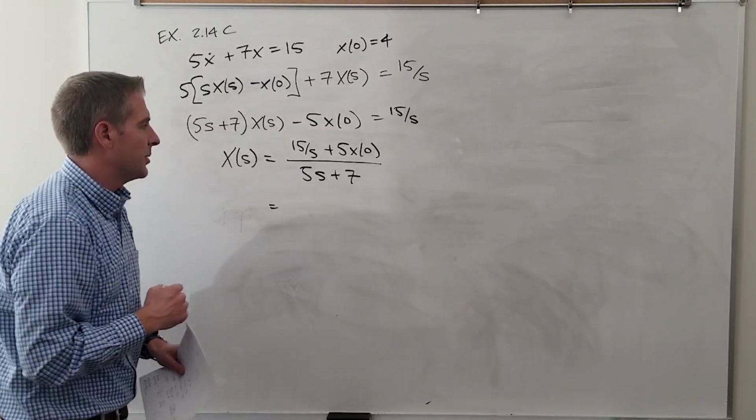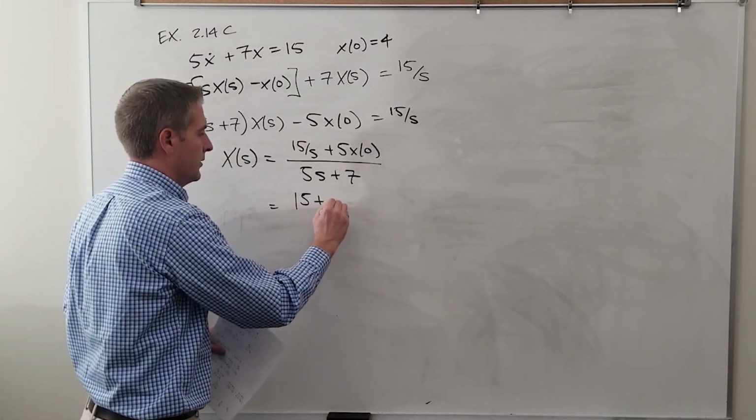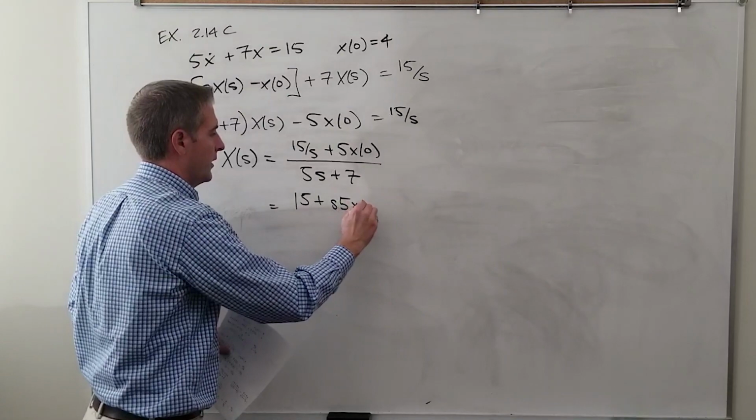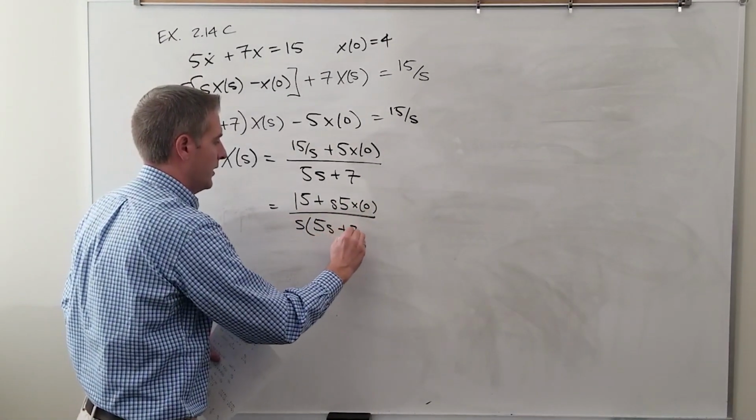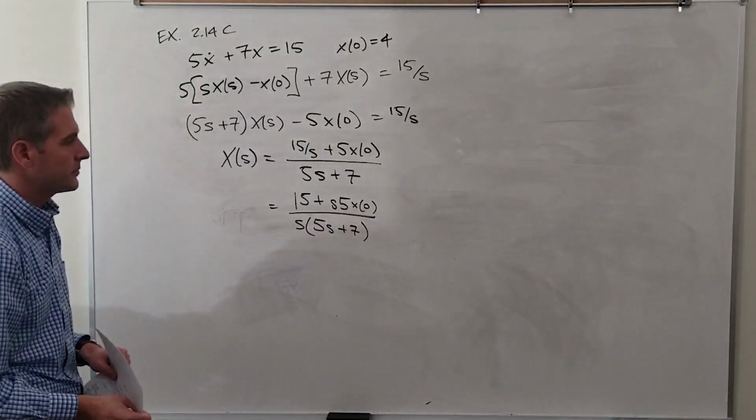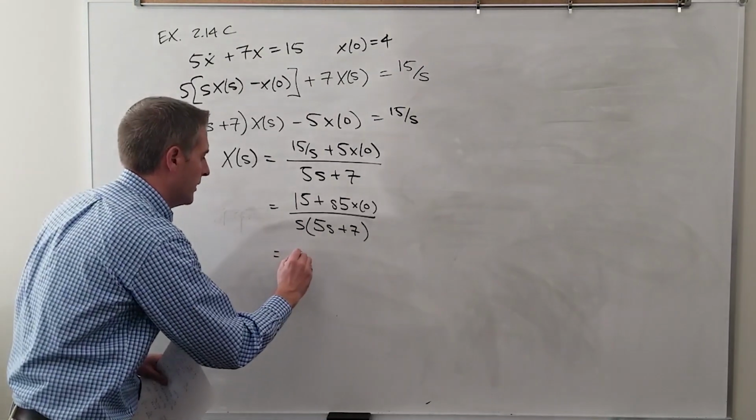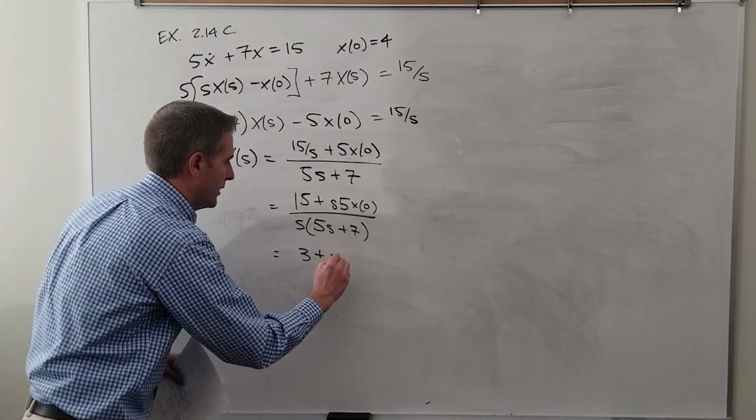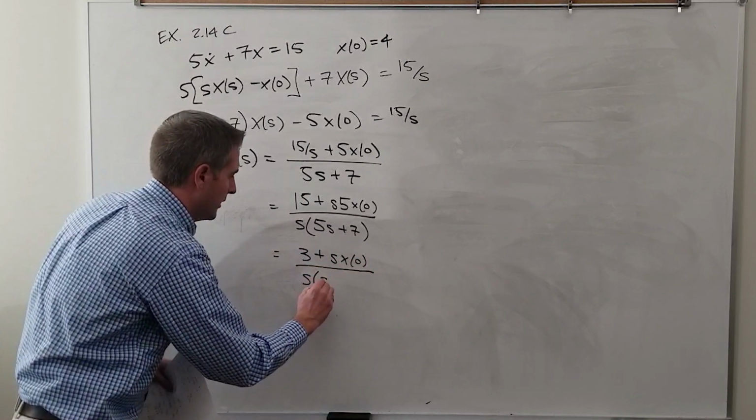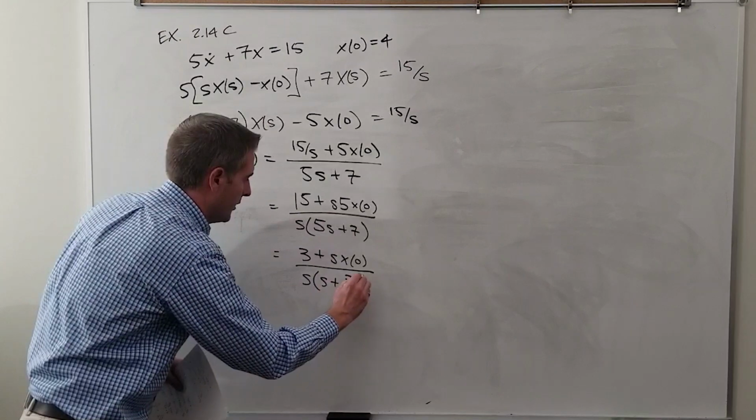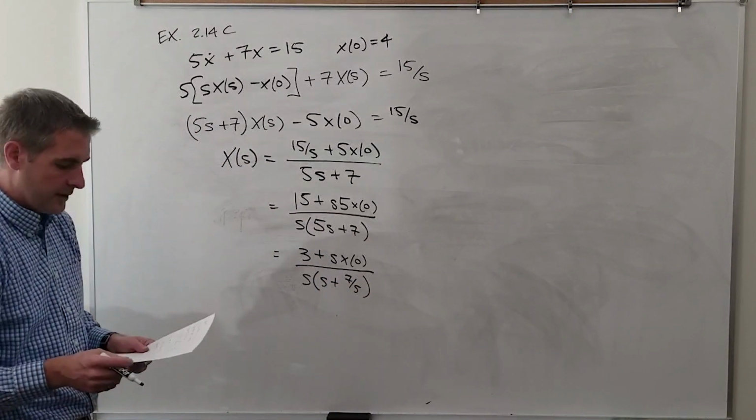Well, first of all, we'll multiply the top and the bottom by s. So I'll do (15 plus 5 s x0) over s times (5s plus 7). And to make it even easier, I'll also divide the top and the bottom by 5. (3 plus s x0) over s times (s plus 7/5). Okay, and make sure that you see that that is actually an s.